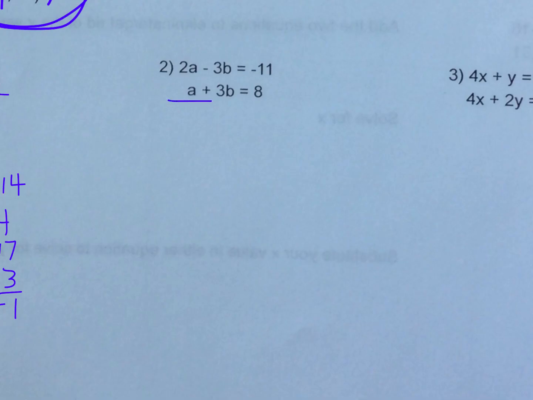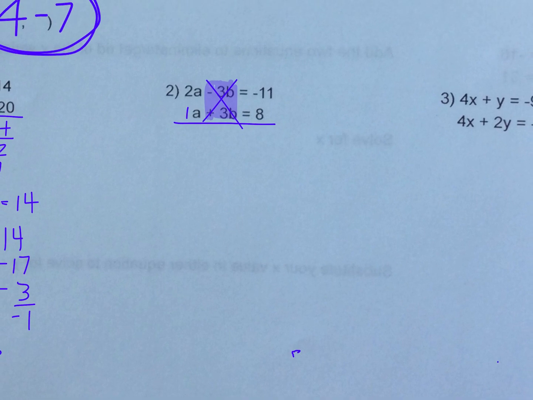Alright, drawing my line. Now I got a 2a and a 1a and a negative 3b and a positive 3b. So these are the guys I'm going to get to eliminate. And one's negative and one's positive, so I can go ahead and eliminate. I'm left with 3a, negative 11 plus 8 is a negative 3. Divide both sides by 3. A equals negative 1. So now I have an A.